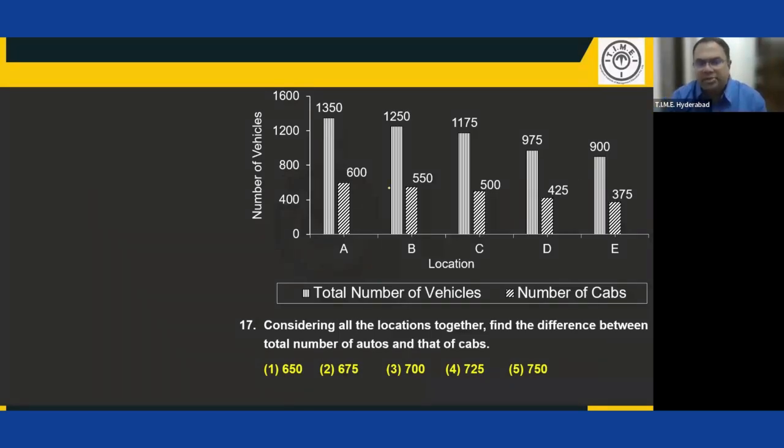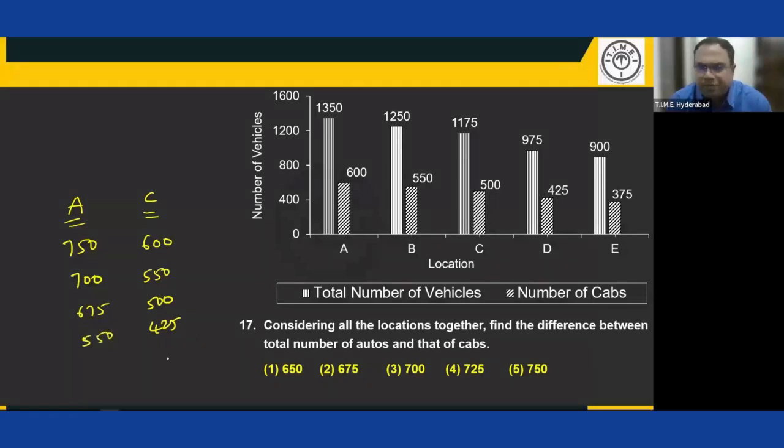Considering all the locations, the difference between the number of autos and the number of cabs. So how do you get the difference between the number of autos and cabs? I can directly put it like this. There are two ways I can do it. So 1350, 600 cabs. So obviously 750 autos. 1250, 550 cabs. If I remove 550, it is 700. This is 675, 500. 425 cab. So 975 minus 425, 550. Then 375. This is 625. Sorry, how much? 375 means 525.